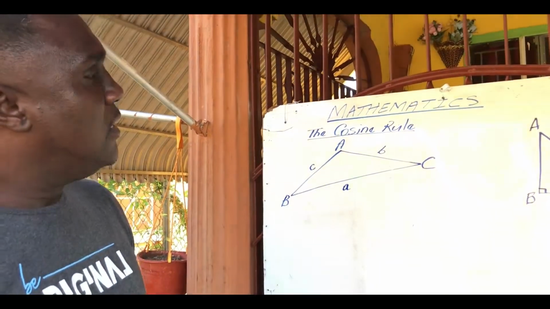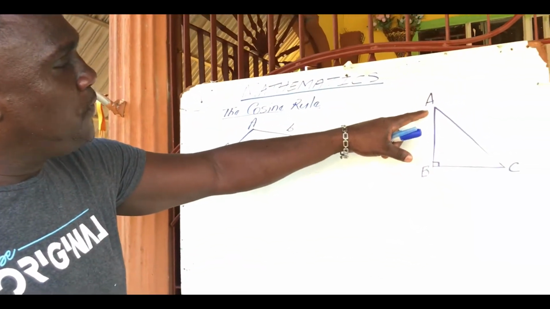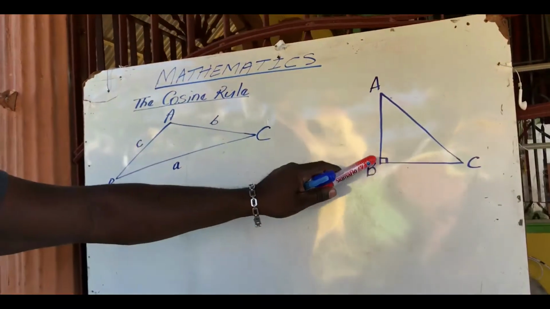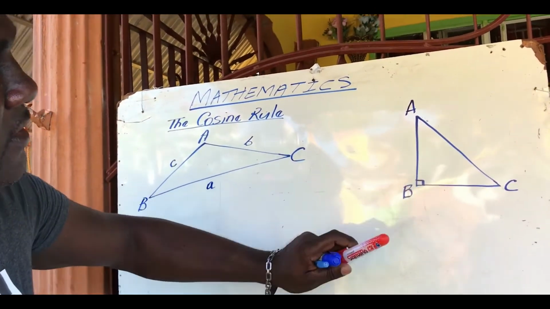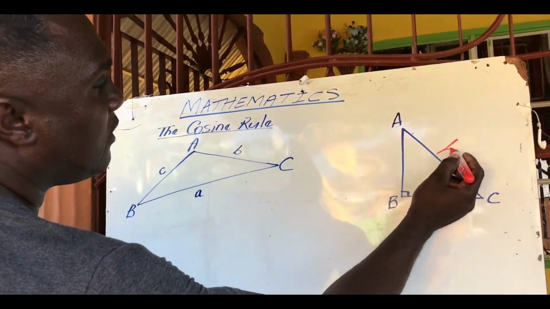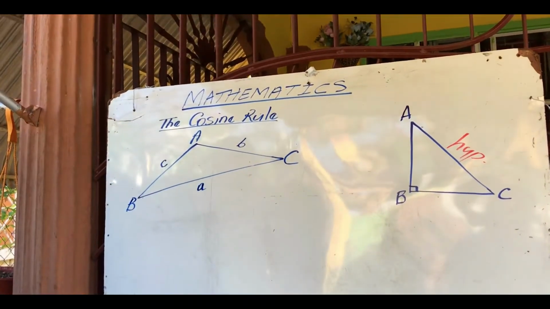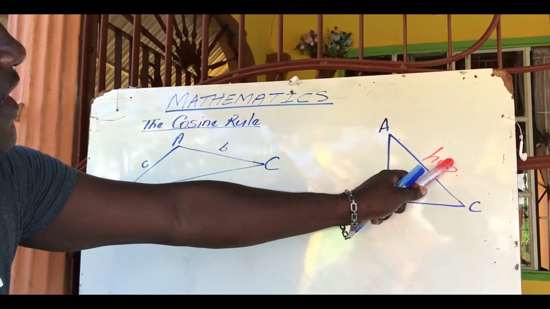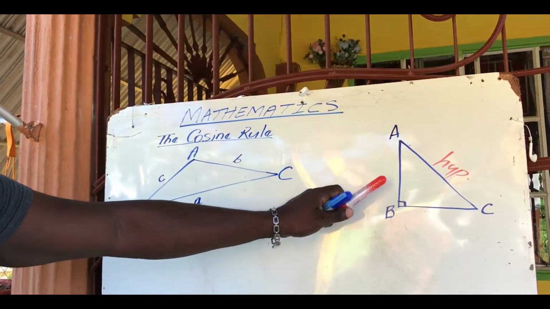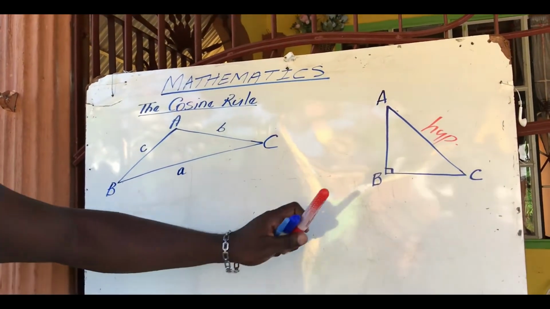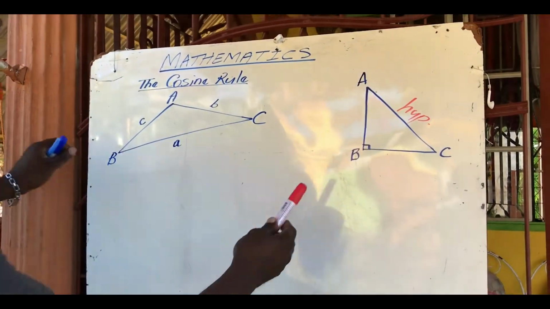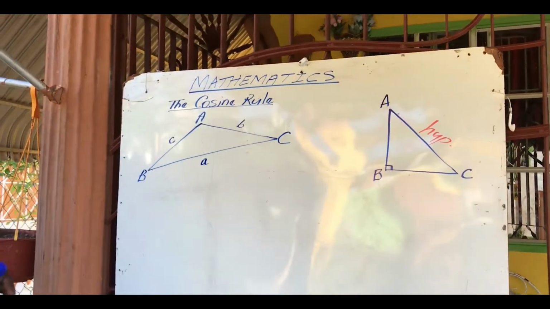Now you would have known that this is an example of a right angle triangle, in which a little rectangle here indicates that it is a right angle triangle, and the side opposite the right angle is called the hypotenuse. The hypotenuse is the longest side of the right angle triangle, because the longest side is always opposite the largest angle. If the largest angle in the right angle triangle is 90 degrees, the side opposite to it is referred to as the hypotenuse.